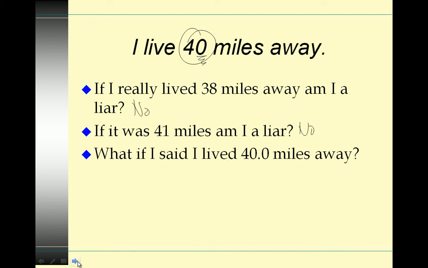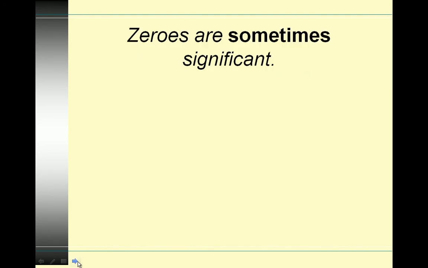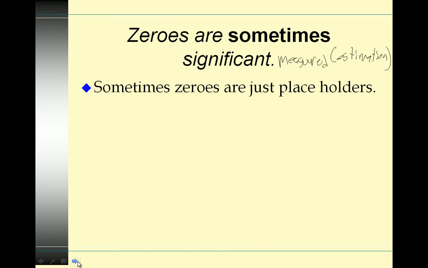What if I said I live 40.0 miles away? If I said I live 40.0 miles away and I live 38 miles away, I'm not telling the truth. So then, yes, I would be a liar. That .0 means that the zero is significant. So zeros are sometimes significant, and significant means measured. And measured could also mean estimated. Remember, estimations count. Estimations matter.